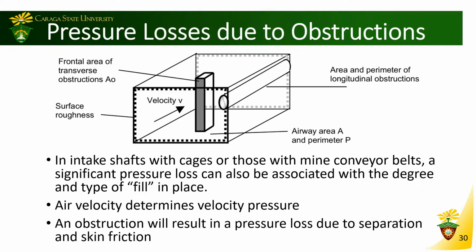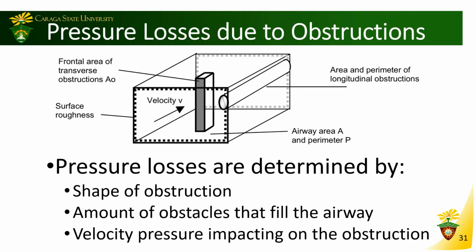Pressure losses due to obstructions. In intake shafts with cages or those with mine conveyor belts, a significant pressure loss can be associated with the degree and type of fill in place or obstructions that are present in the tunnel. Air velocity determines velocity pressure, and an obstruction will result in a pressure loss due to separation and skin friction. So we could see from the diagram the effect of any obstructions in the airway for an airflow that would hit the obstructions.